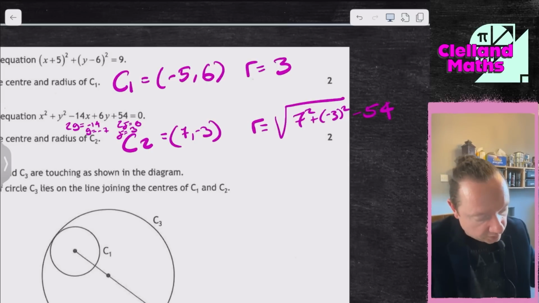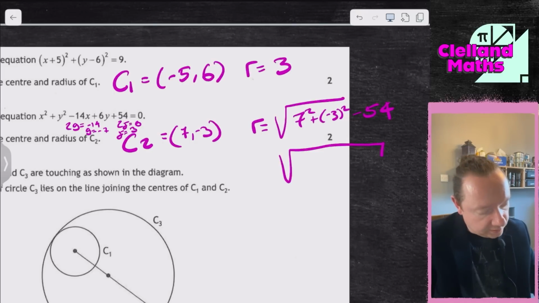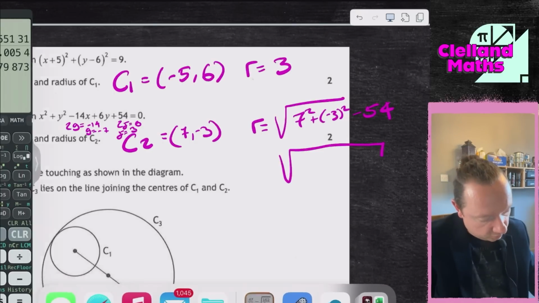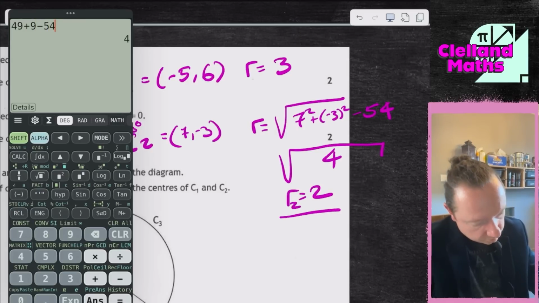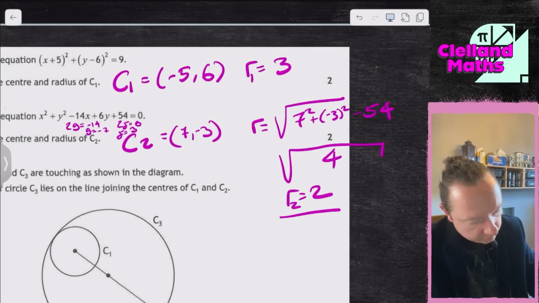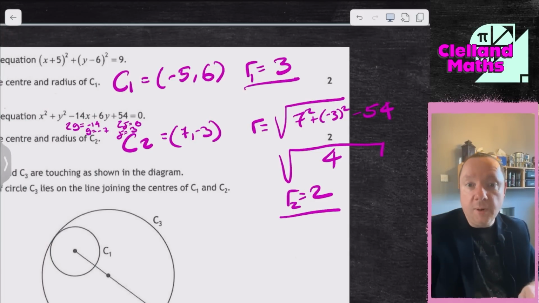This is just all from the start of the exam paper, of course. 7 sevens is 49, 3 threes is 9. Minus 54 is 4, so the radius of that one is 2. So R2 is 2. We'll call that R1. And we're done there. We'll get to part C now.